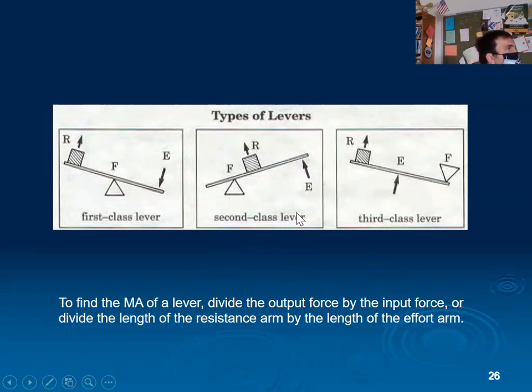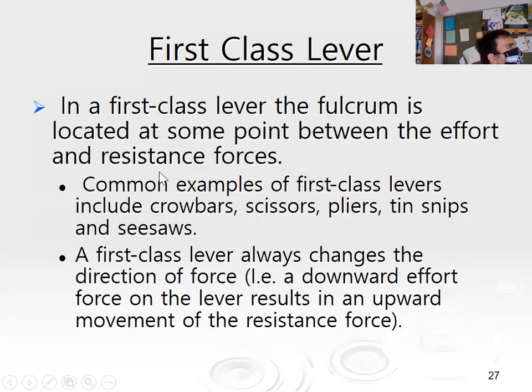Mechanical advantage is output force divided by input force. On a first class lever, the output would be the distance from the fulcrum to the resistance, divided by the distance from the fulcrum to the input. In a first class lever, the fulcrum's in the middle. A first class lever only changes the direction of the force. First class levers would be a crowbar, scissors, pliers, tin snips, and seesaws. If you think of a seesaw, it goes up and down, up and down. What about the stapler? Is it a first class lever?